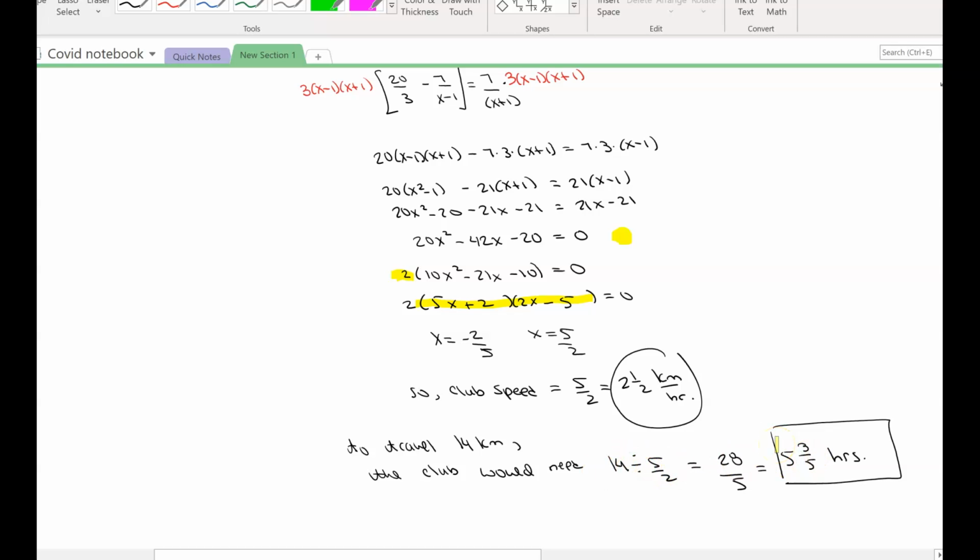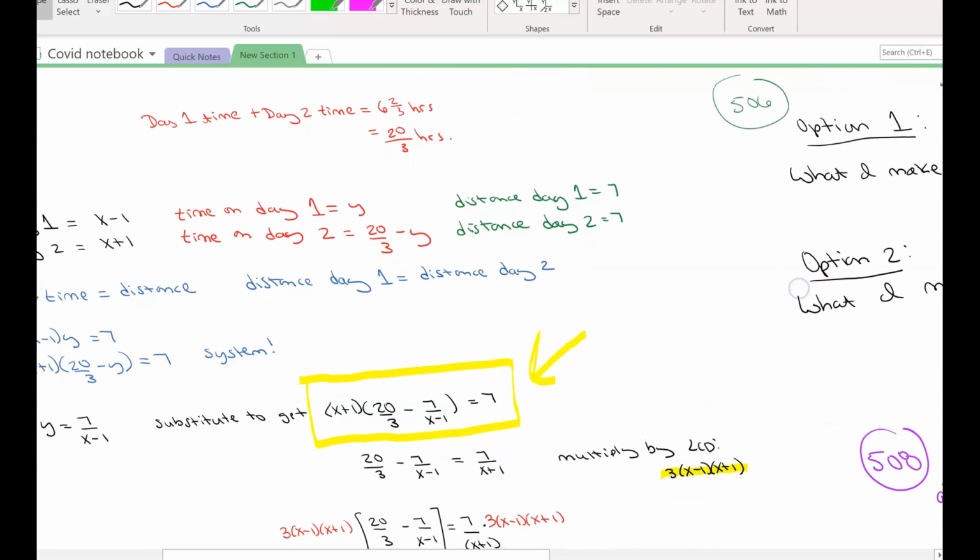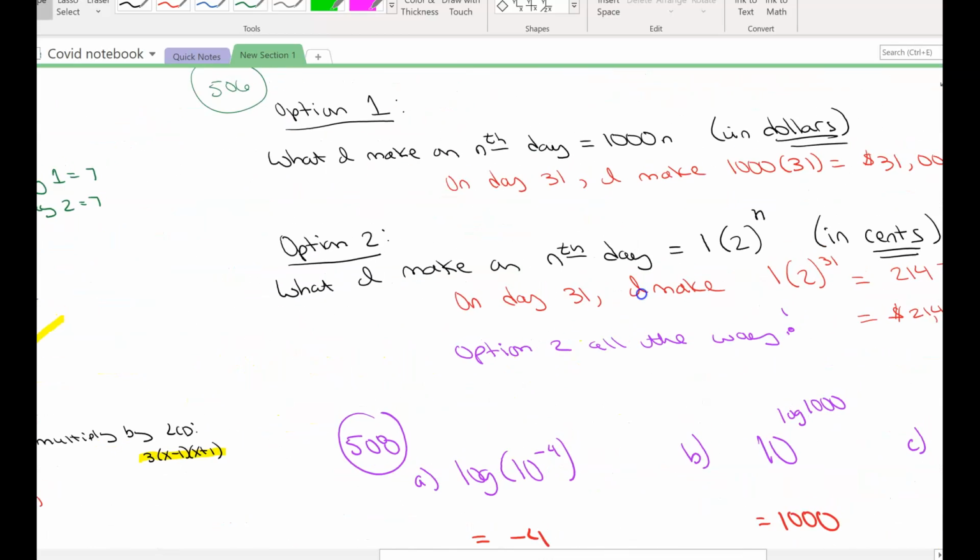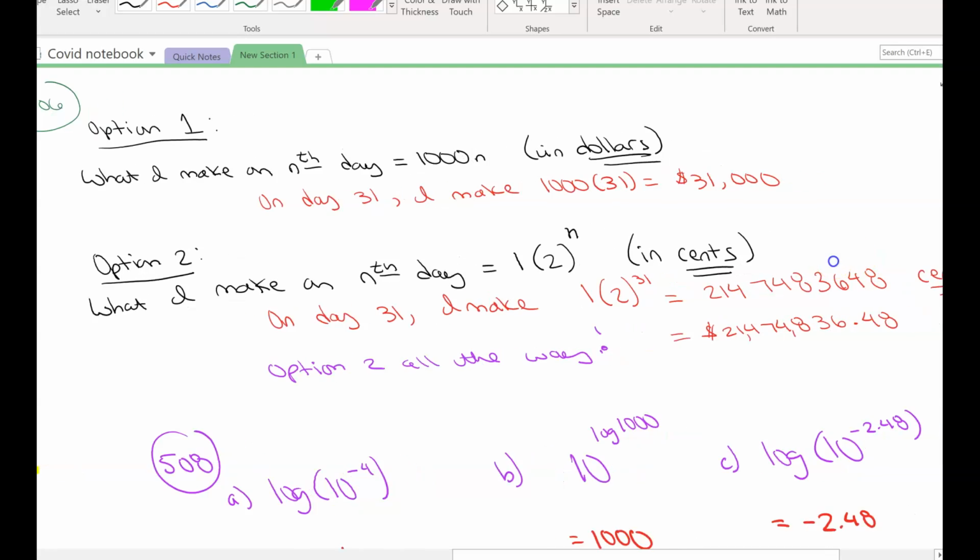All right. That was definitely not only a tricky speed times time equals distance question, this question incorporated a lot into one question. All right, 506. Option 1, option 2. This is the job thing.